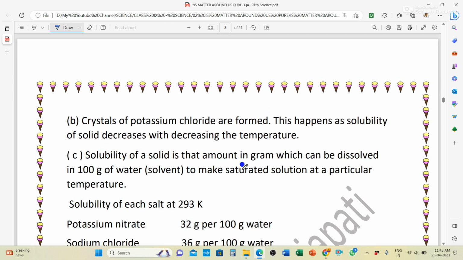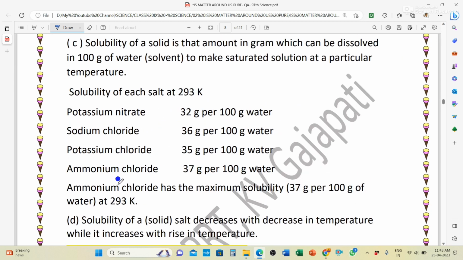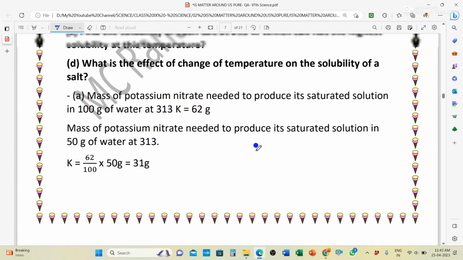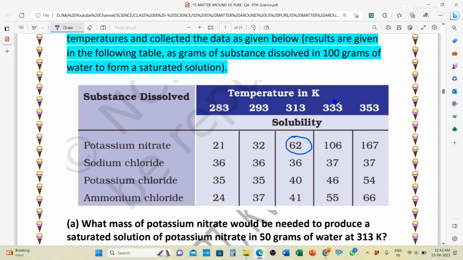From the table you can directly find the answers. Then ammonium chloride has the maximum solubility. You can see here ammonium chloride has the maximum solubility, that is 37 gram per 100 gram of water at 293 Kelvin. You can find it easily from the table directly.